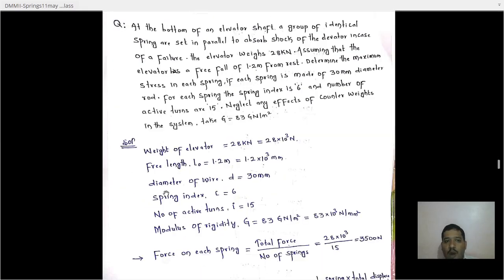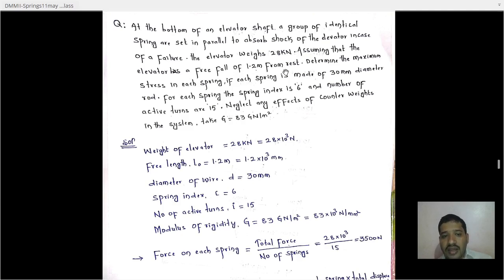Okay, the next problem is: at the bottom of an elevator shaft, a group of identical springs are set in parallel to absorb the shock of the elevator in case of a failure. The weight of the elevator is given as 28 kilonewton. 28 kilo means 10 power of 3 Newton. Assume that the elevator has a free fall of 1.2 meter from rest.